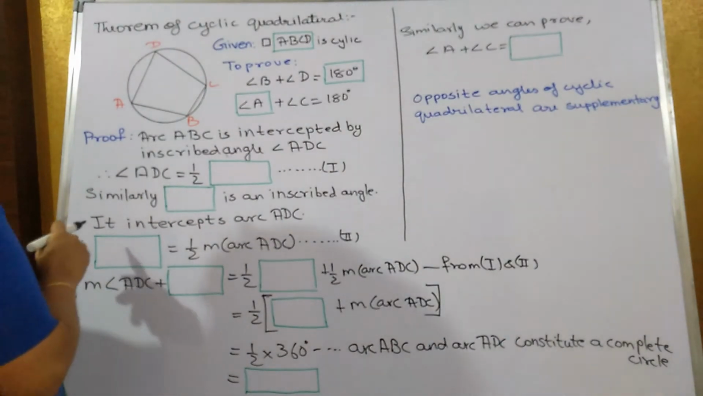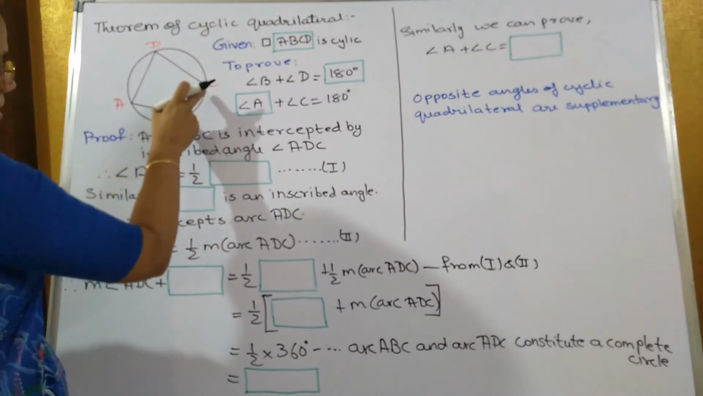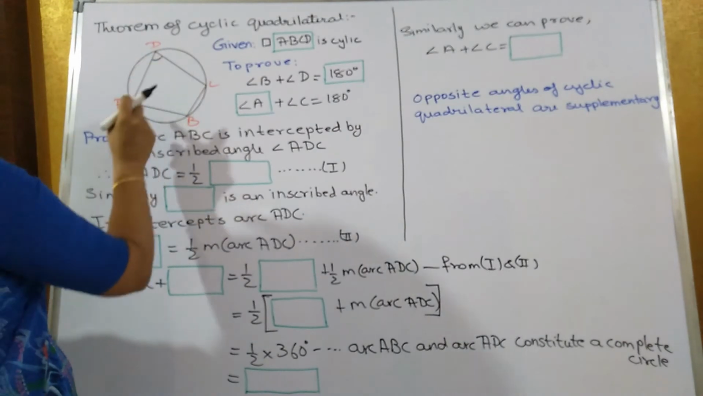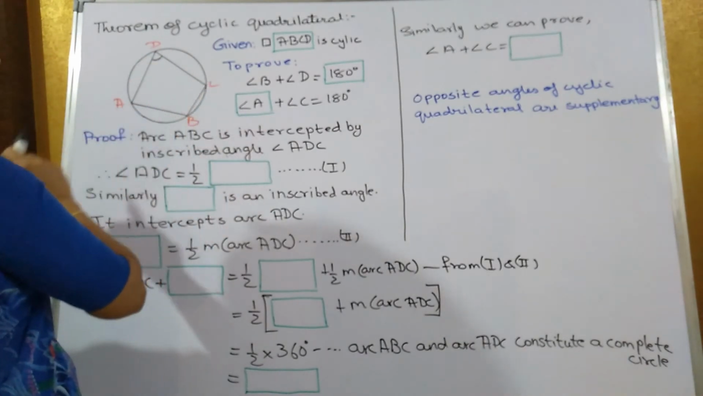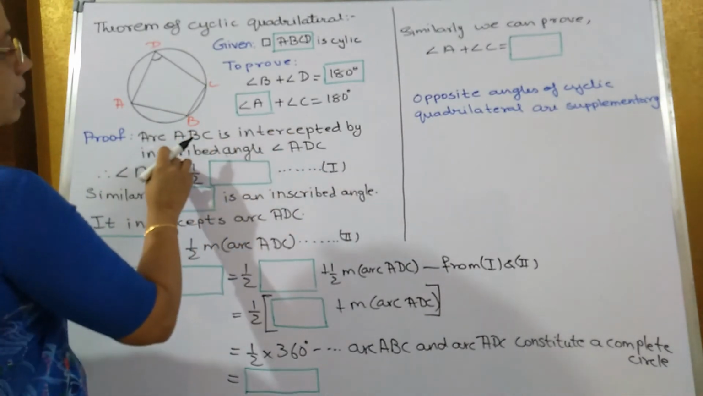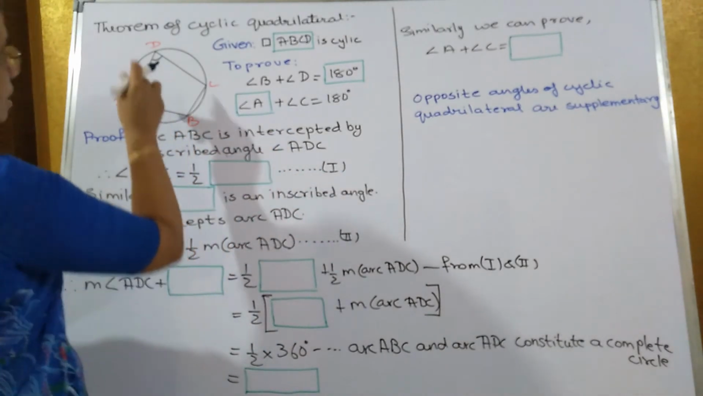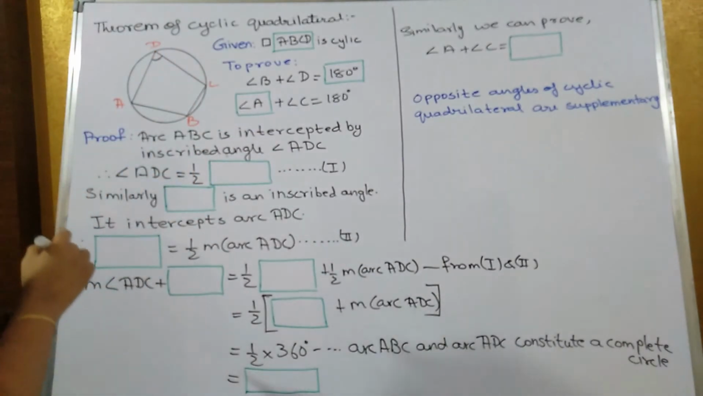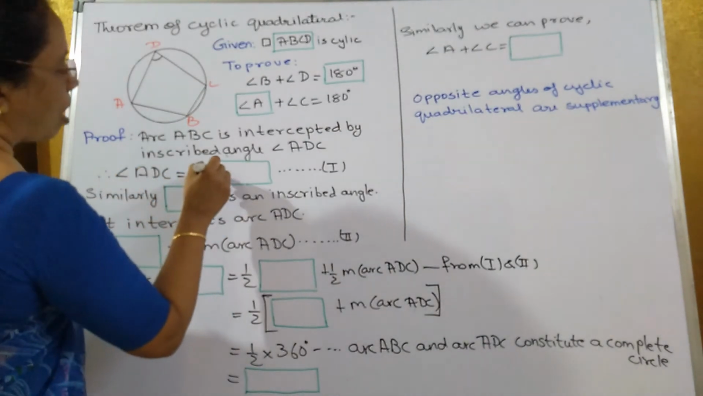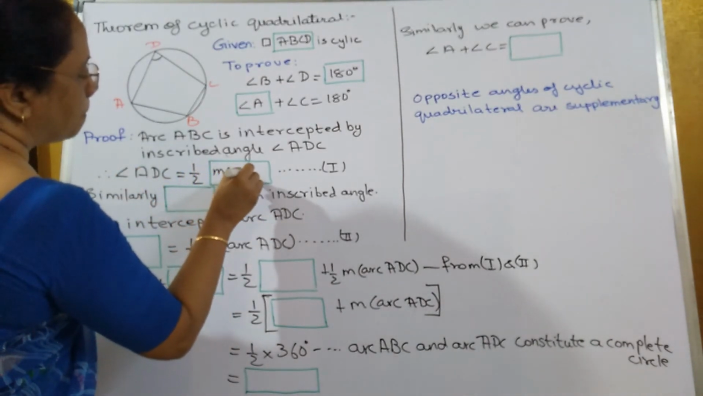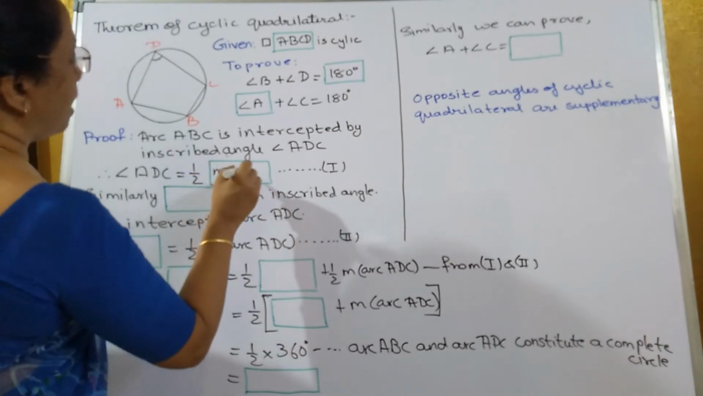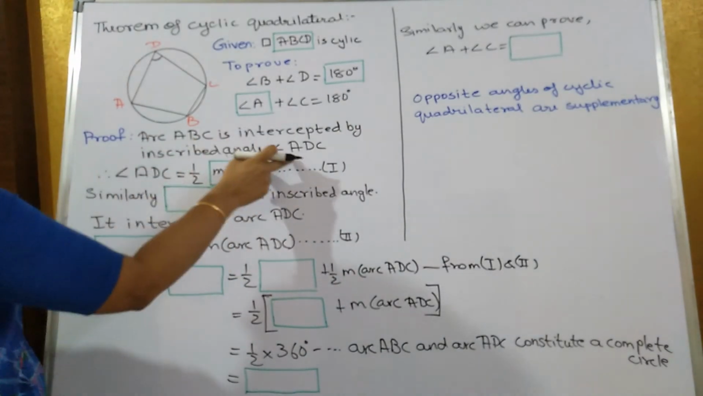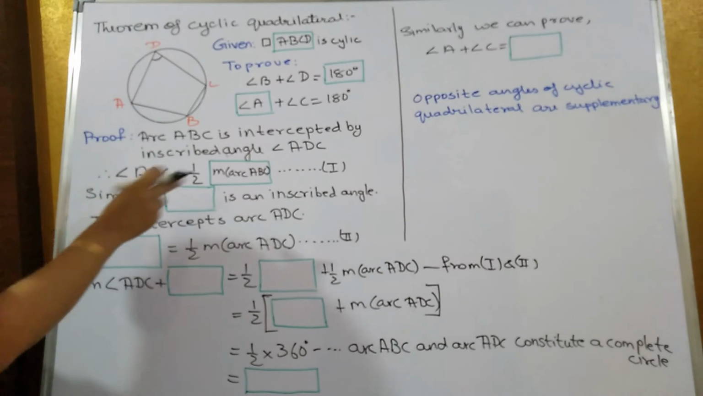So we will start with the proof. Arc ABC. This is the arc ABC and this is the angle. So this angle is intercepted in this arc, that is ABC is intercepted by inscribed angle ADC. So ADC is the inscribed angle and ABC is the intercepted arc. So angle ADC is equal to half of measure arc ABC. So what is the angle ADC? Angle ADC is half of measure arc ABC. Let us take that as 1.